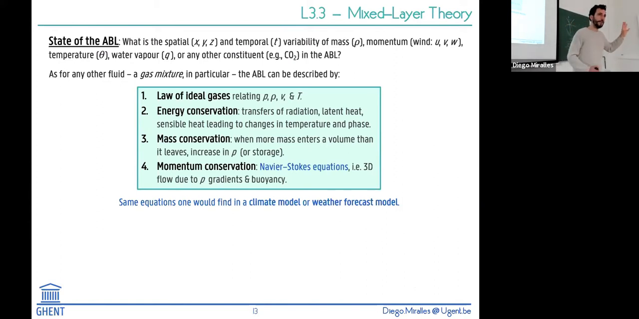Those four equations are really the backbone of every climate model, any numerical weather prediction model, weather forecasts, and so on. Those four equations: the conservation of energy, mass, momentum, and also the law of ideal gases, okay? Okay, so the law of ideal gases, you remember it from the other day.